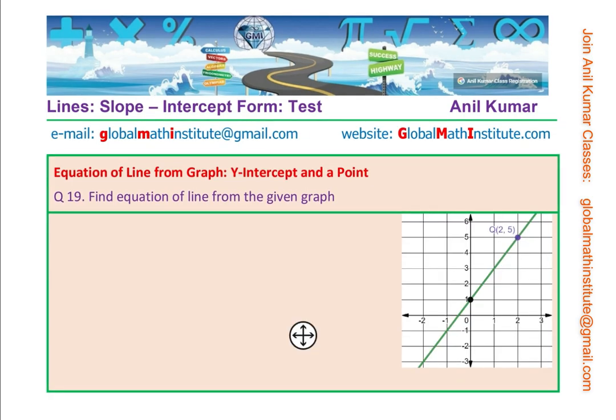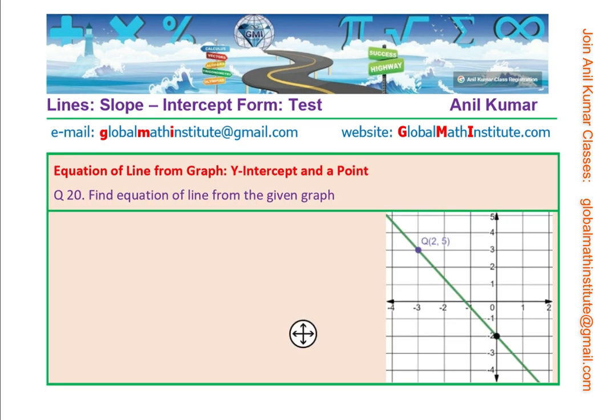Now move to question number 19, where we are given 2 points, and this time we have given you the y-intercept and a point. Perfect. So find the equation of this particular line. The next question is very similar, where again we have given you the y-intercept and a point. Using the y-intercept and this point, you can find the equation of the line.